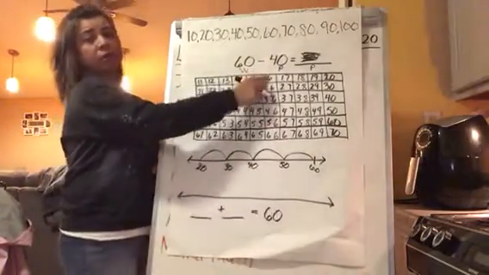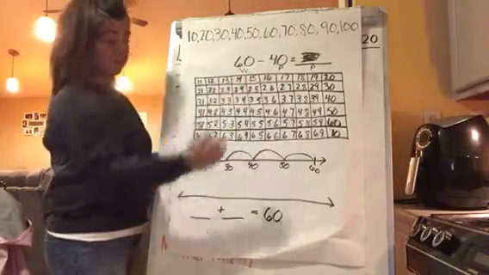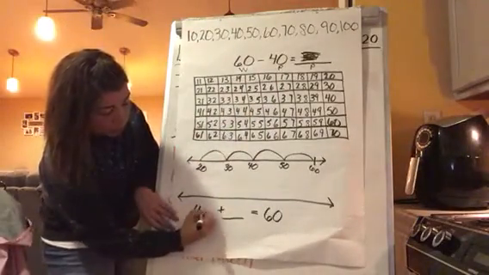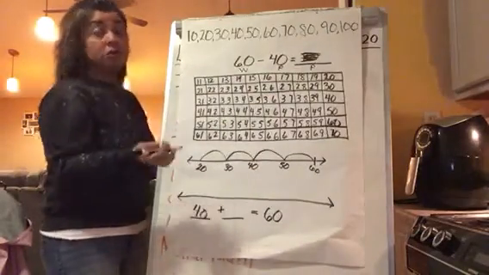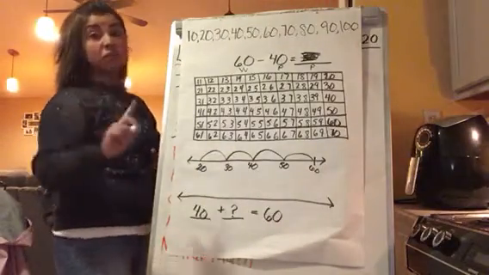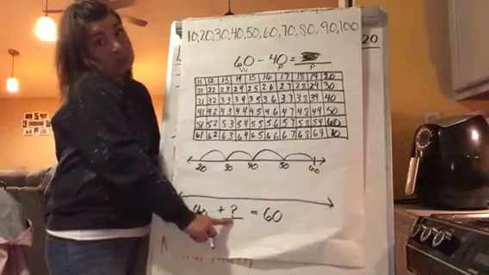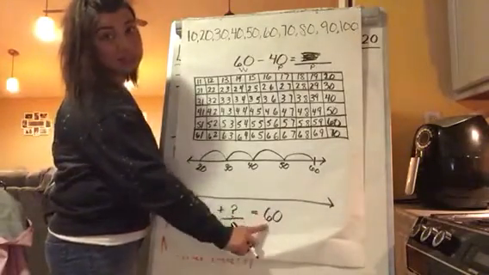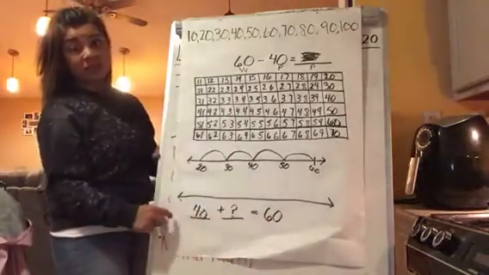So let's go back up here and see what our P and P is. One part is 40. So I'm going to put the part I know here. And then this other part, I don't know. So I'm going to put a question mark because I don't know that. So let's read this equation together. 40 plus something equals 60. 40 plus something equals 60. So what does this tell me?